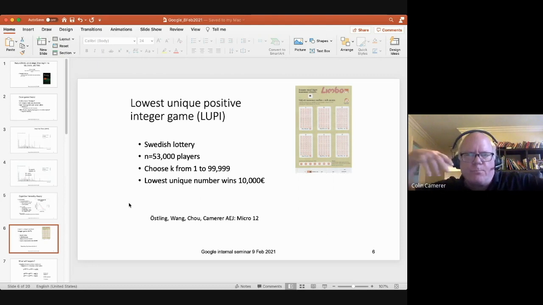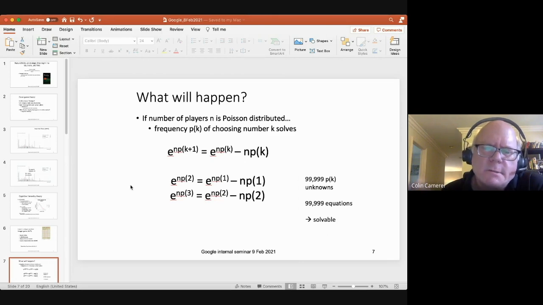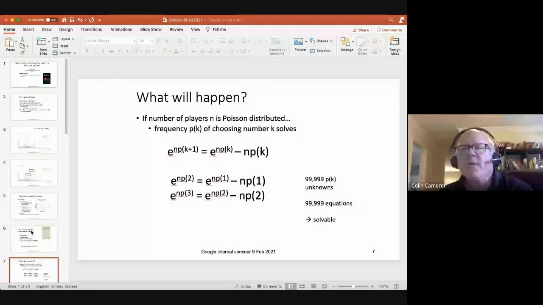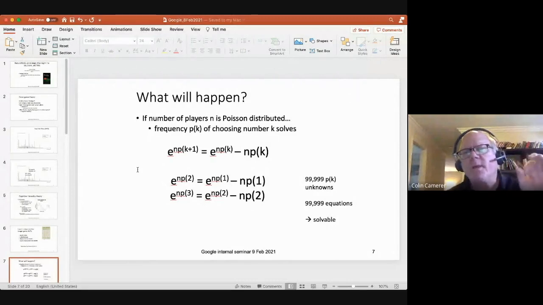It's like picking an outfit for a fancy ball, right? God forbid you wear the same thing as somebody else, but everyone else is trying to do the same. Okay. And so mathematically, this is just beautiful. Joseph Wong, Eileen Chow worked on this too. It turns out if the number of players is not fixed, it's not 53,000 exactly, but the number of players comes from a Poisson distribution, sometimes there's more, sometimes there's less. It's just a complete coincidence it's also Poisson here. Then the frequency P of K of the population choosing the number K is a solution to this system of simultaneous equations.